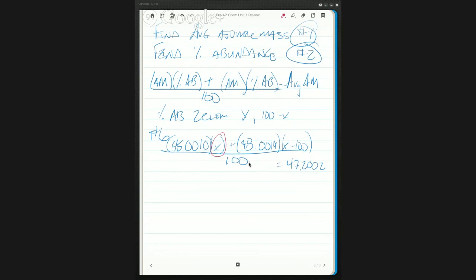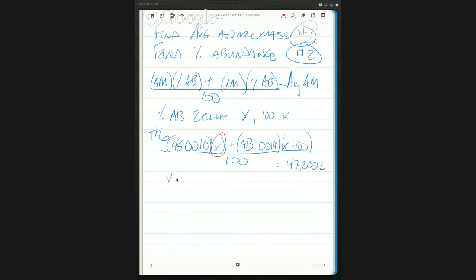You multiply both sides by 100, and then you multiply the 48.0014 times the (100 minus x) term out, and then you subtract that from both sides, or add it to both sides. I can't remember. It's a negative, so you add the negative to both sides, and then you just solve for x. I mean, it's algebra. I'm hoping that by now you guys are able to do the algebra.